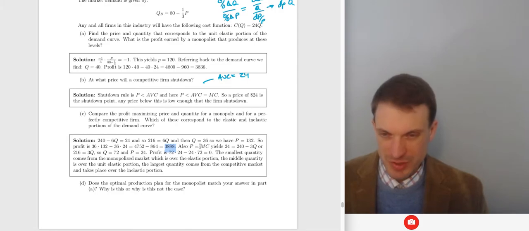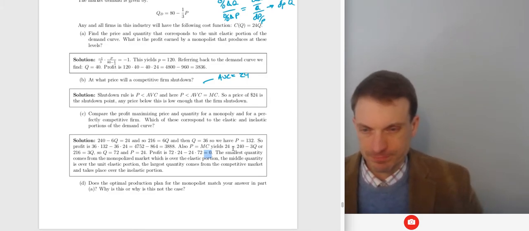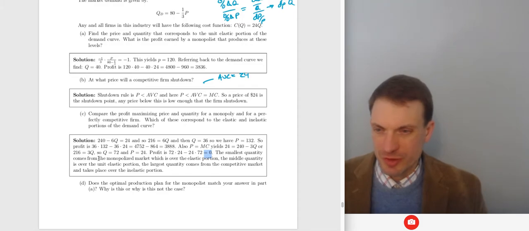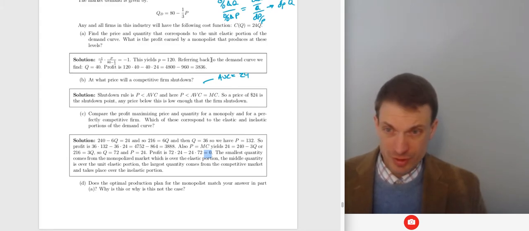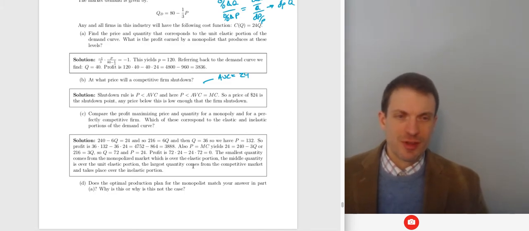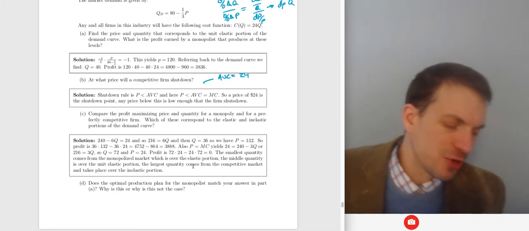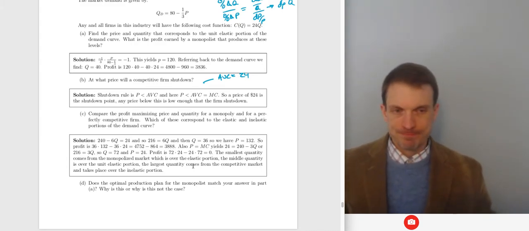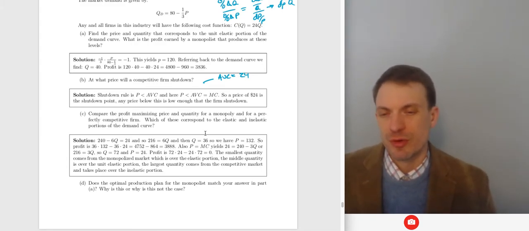Let's see. Price equals marginal cost yields zero economic profit. This is if the market was competitive. The smallest quantity comes from a monopolized market. That's right. That'll be over the elastic portion of the demand curve. The middle quantity is the unit elastic portion. That was this. And the largest quantity comes from the competitive market. It takes place over the inelastic portion. Yeah, that's right. So you'd have to draw the graph, and you'd see that the monopoly is producing at a point that's higher than the midpoint. The competitive market's producing at a point that'd be lower than the midpoint.